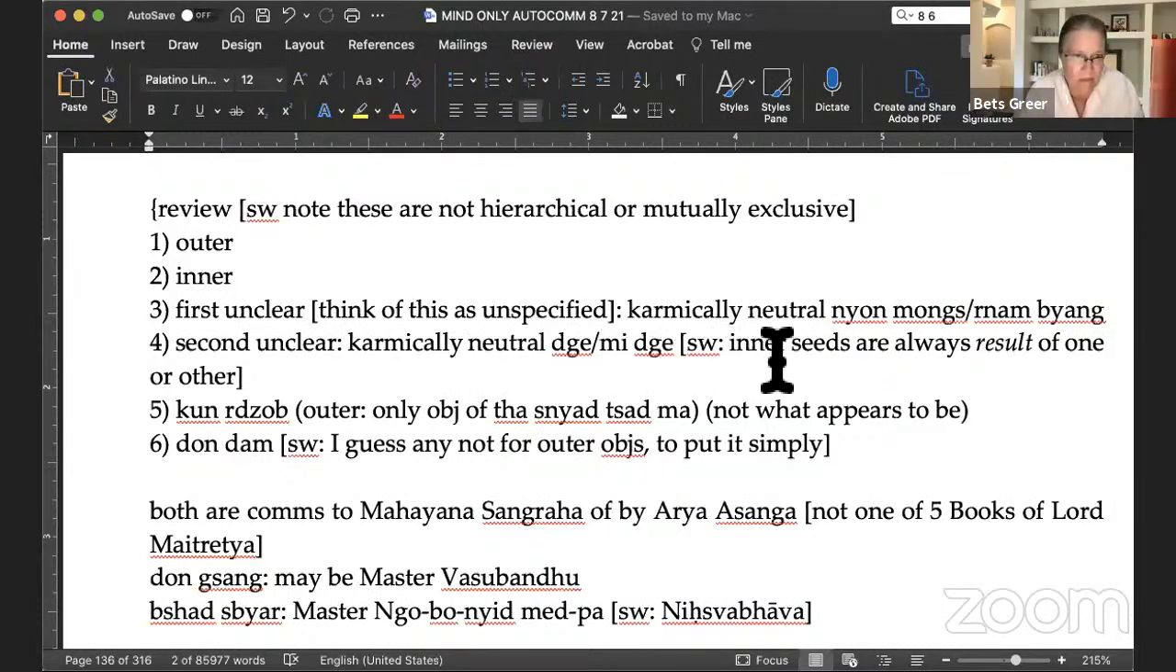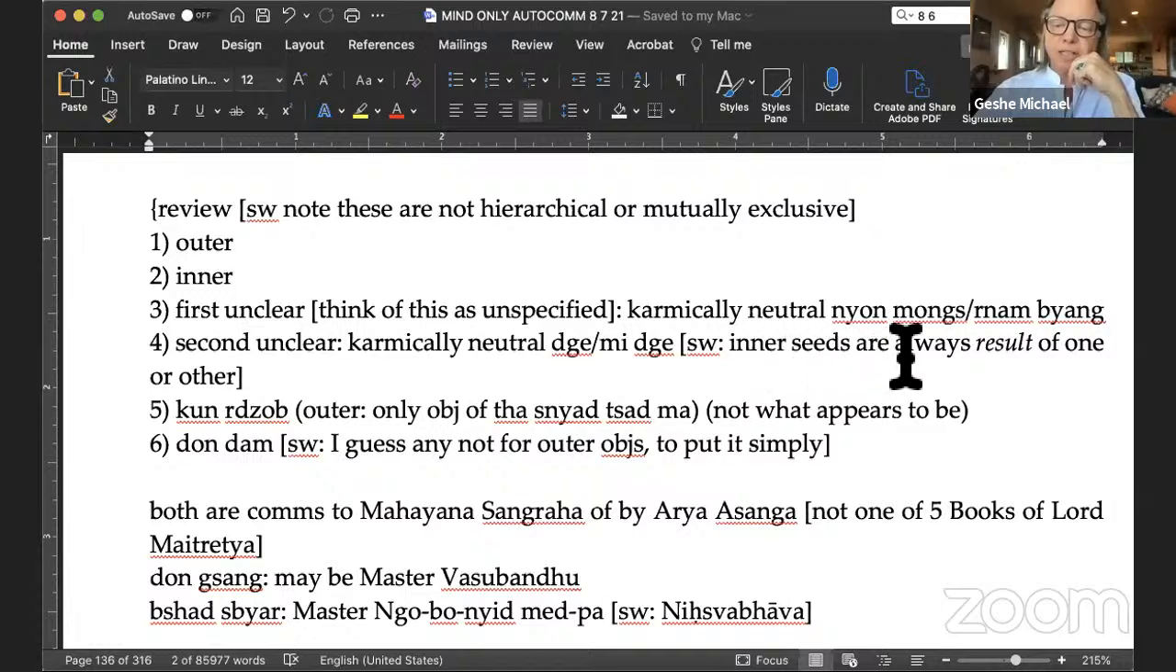They're neutral, they're karmically neutral. And we can't call them on either side of the fence. Are they creating samsara or are they creating enlightenment? It's unclear, okay? They don't really do either. And then there's a second kind of unclear seeds. They're also karmically neutral, and they're between good deeds and bad deeds. They're not good deeds and they're not bad deeds, all right?